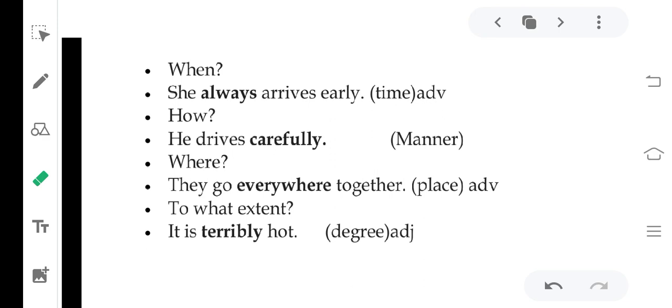Next one, where. They go everywhere together. Everywhere is an adverb, together is also an adverb. In this sentence also this adverb is modifying another adverb. To what extent? This is degree. It is terribly hot. It is already hot, but here this adverb is modifying the adjective. Terribly hot: at what degree that action was done.